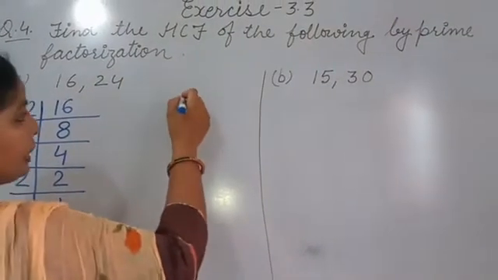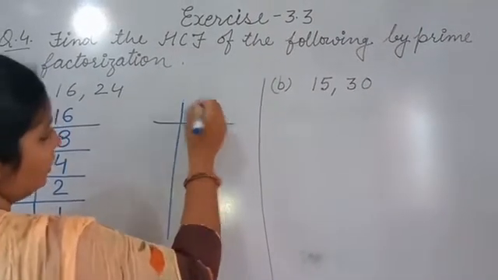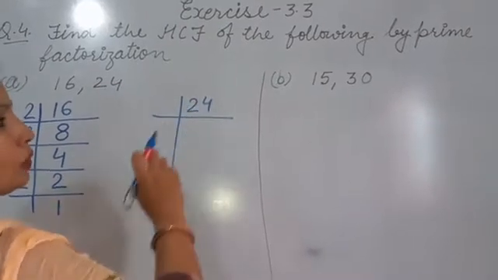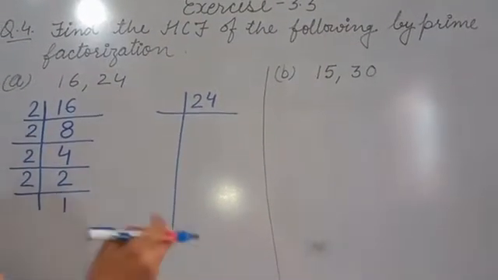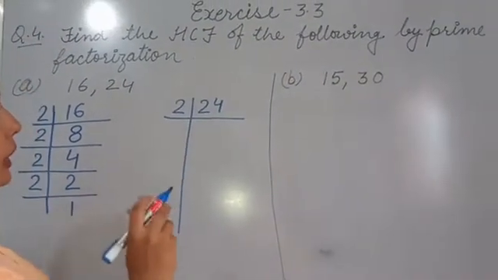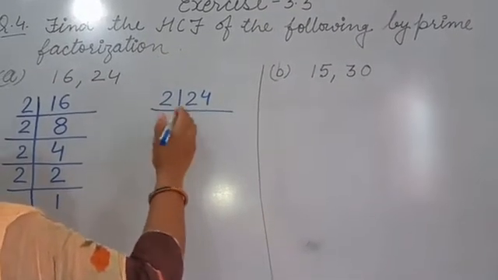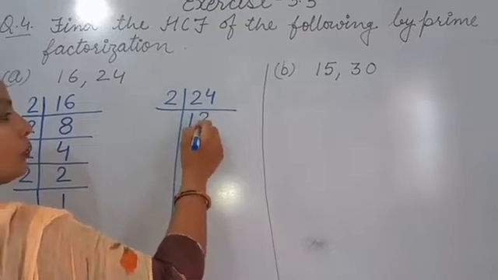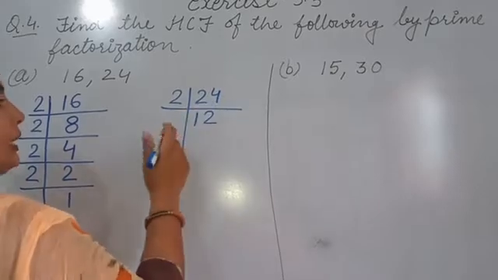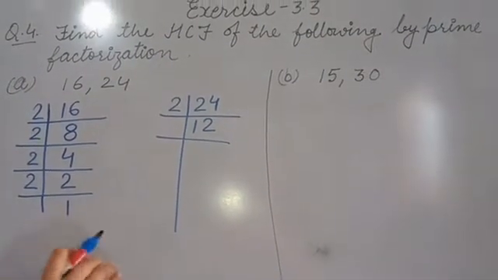Now we find the prime factorization of 24. Again we see that 24 is divisible by 2, so we take 2 as a divisor. 2 is our divisor and the dividend is 24. 24 divided by 2: 2 1s are 2, 2 2s are 4. Our quotient is 12. Again we see that 12 is divisible by 2, so again we choose 2 as our divisor.